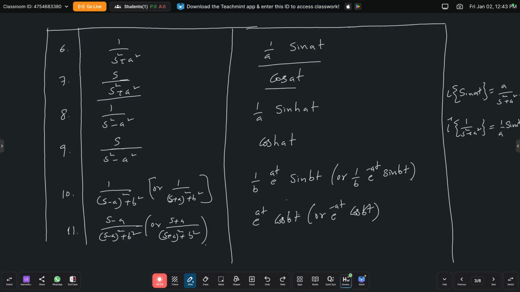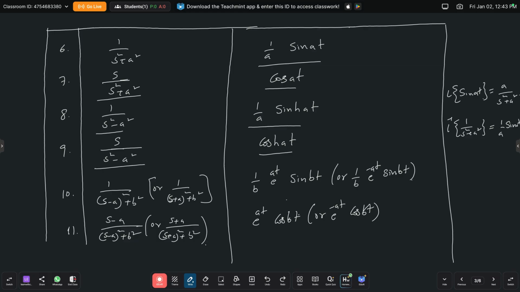Next, here you have a plus, so you write sin at or cos at. If you have a minus, you write sinh at. So L inverse of 1 by s square minus a square equals 1 by a sinh at. L inverse of s by s square minus a square equals cosh at.